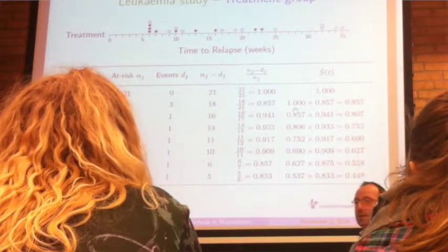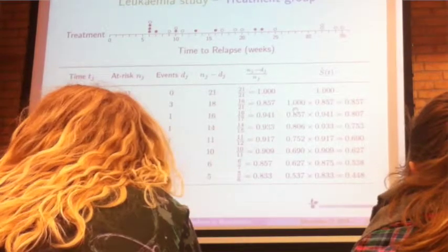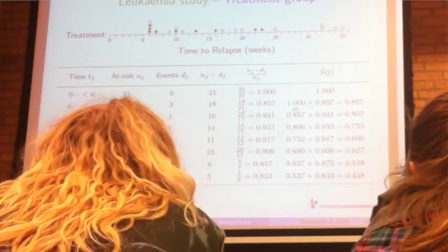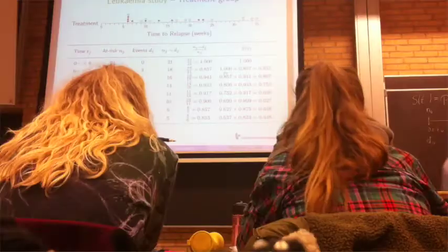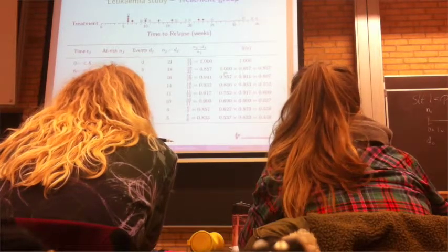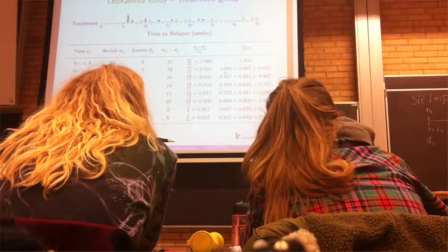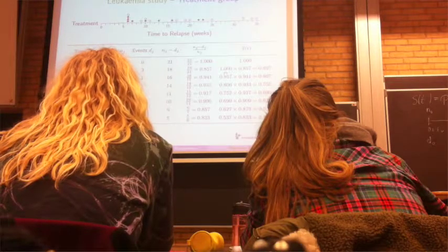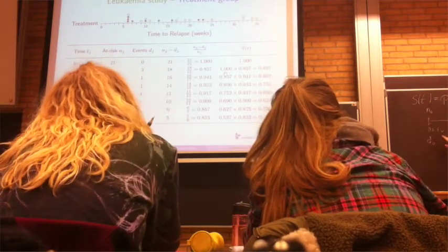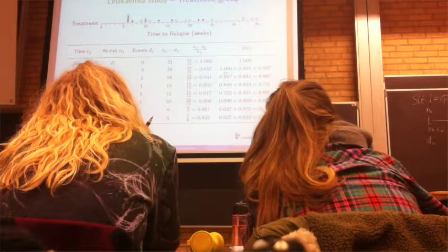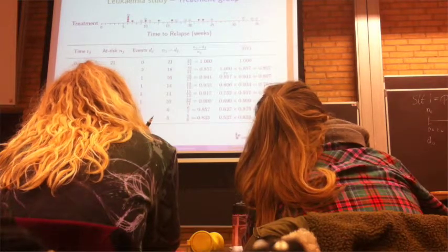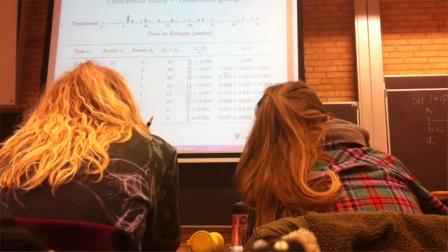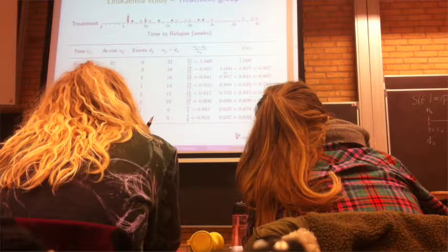Yeah? Can you please explain again why you need to multiply the numbers with the survival probability? Because this is the survival probability of being event-free within this time interval, given being event-free up to this time interval. So you are interested in the survival probability of being event-free after this time point. So you have to multiply the conditional probability to get the right number for the survival probability of being event-free at this time point.